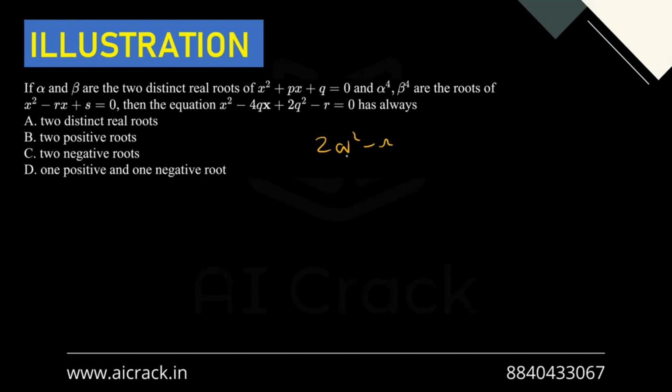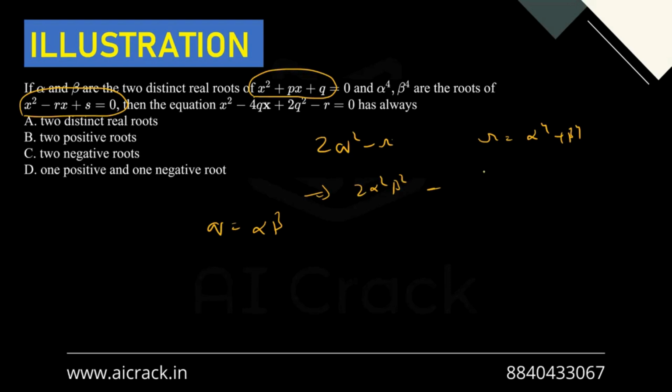So 2q², basically q² comes from here. So q = αβ, the product of these two roots, right? And r is nothing but α⁴ + β⁴, as we have seen from this equation, right? So we'll plug these values into this equation and see what happens. So this becomes 2α²β² - r, where r is α⁴ + β⁴, right?